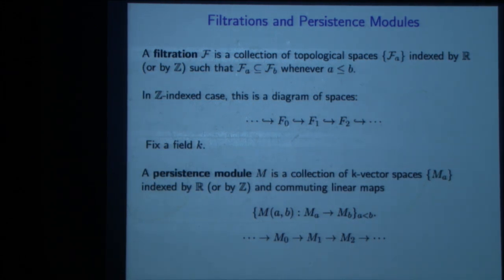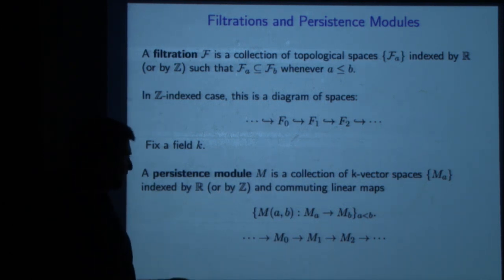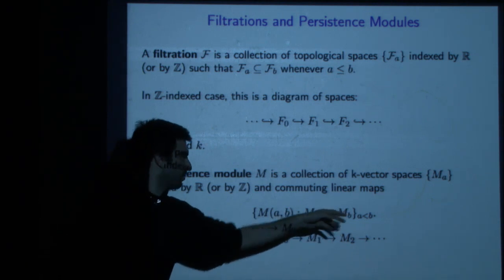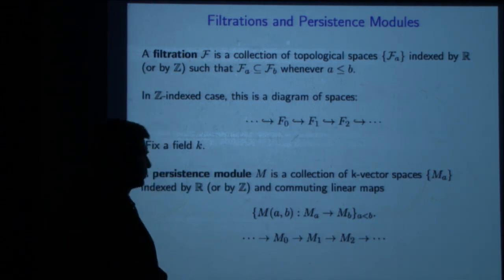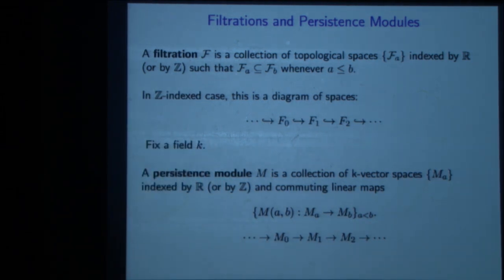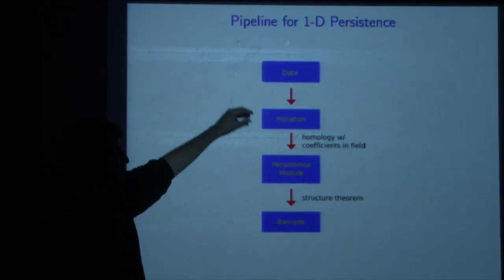Okay, so now let's talk about persistence modules. And I'm going to first fix a field K, any field, and then I'm going to define a persistence module M to be a collection of K vector spaces M_a, again indexed either by the reals or by the integers, together with commuting linear maps M_ab from M_a to M_b whenever a is less than b. And so this is just a diagram of the same shape, except it's a diagram of vector spaces and not topological spaces. So again, it'll look like this in the Z index case. Okay, so now we know what all of these objects are.